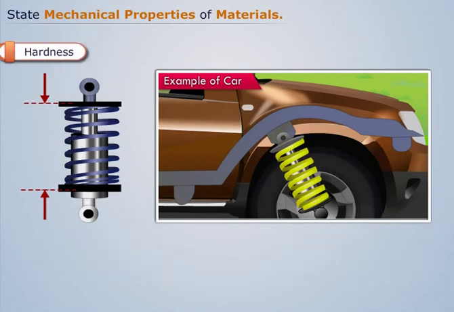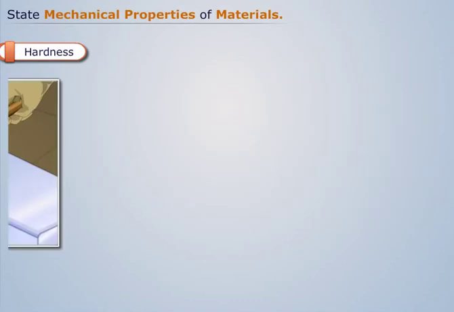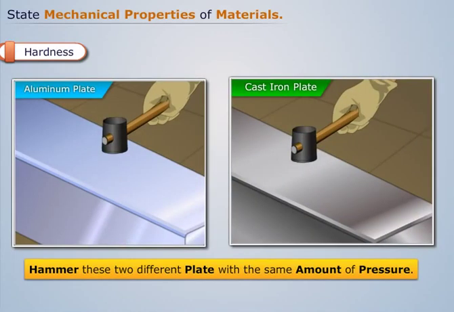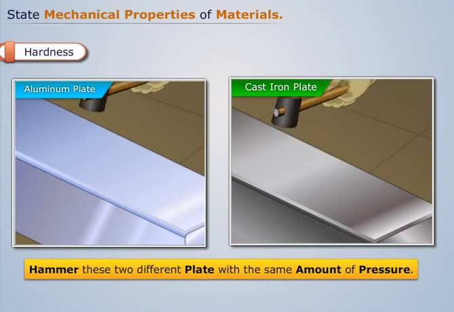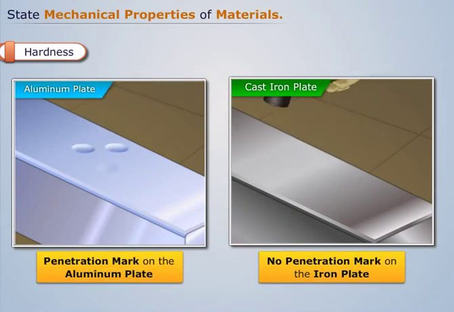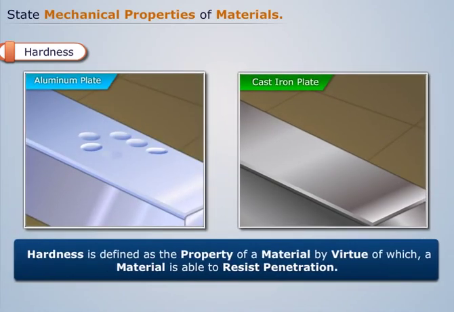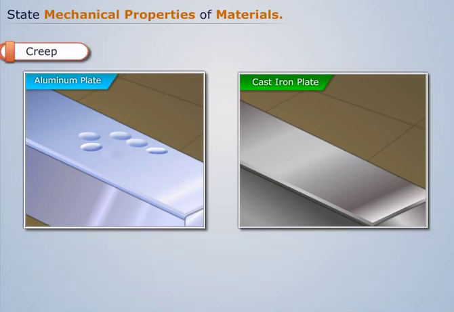Now let us understand hardness. Let us take an aluminium plate and a cast iron plate. Now when we hammer these two different plates with the same amount of pressure, we see that there is a penetration mark on the aluminium plate. But in the iron plate, there is no penetration mark. This is because the cast iron plate is harder than the aluminium plate. Thus, hardness is defined as the property of a material by virtue of which a material is able to resist penetration.